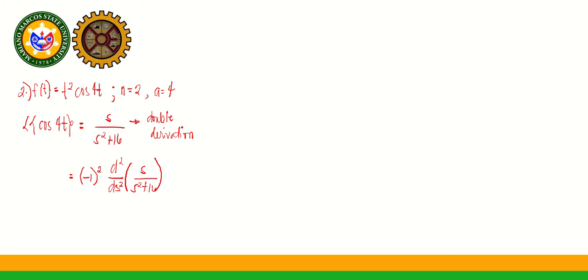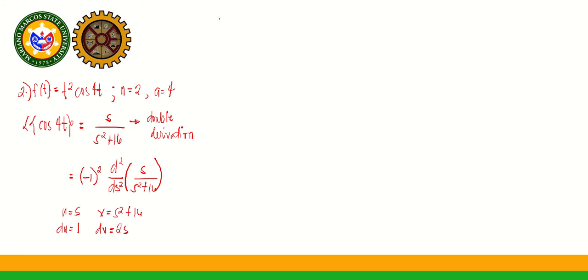So, let us use the quotient rule again, and let u be equal to s. So, our du with respect to s is 1, and then v is equal to s squared plus 16. dv with respect to s is equal to 2s.